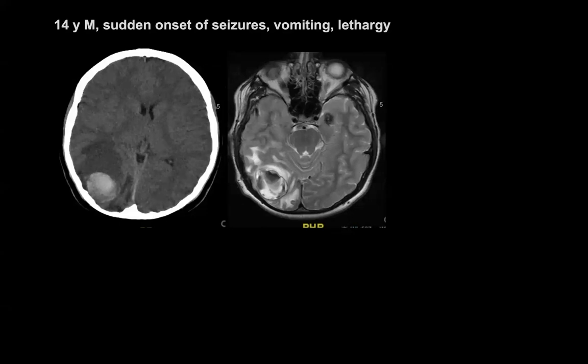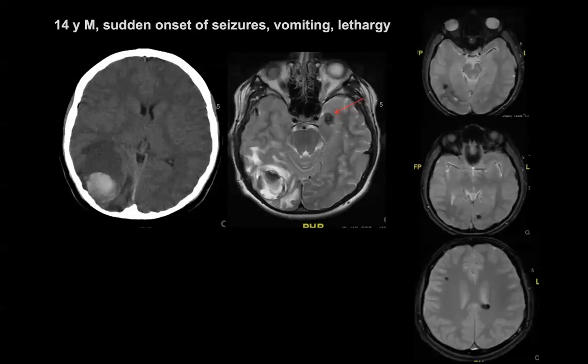And in this case, you should do a gradient sequence. I showed you in the first lecture on development of the brain and MRI to study the brain during development that the gradient sequences and SWI, so susceptibility weighted sequences, are very sensitive to blood. And in fact, we can pick up a lot of these susceptibility artifacts in the brain. So these are a lot of cavernomas.